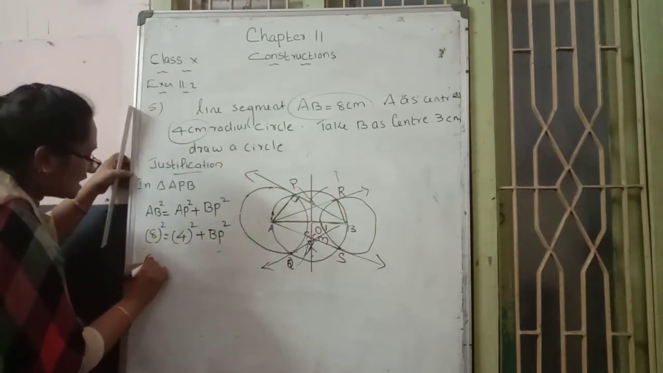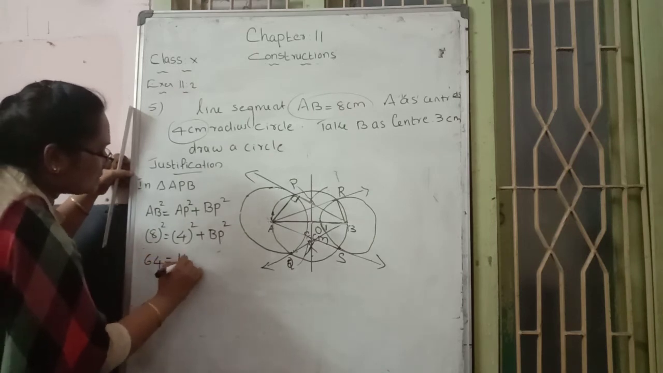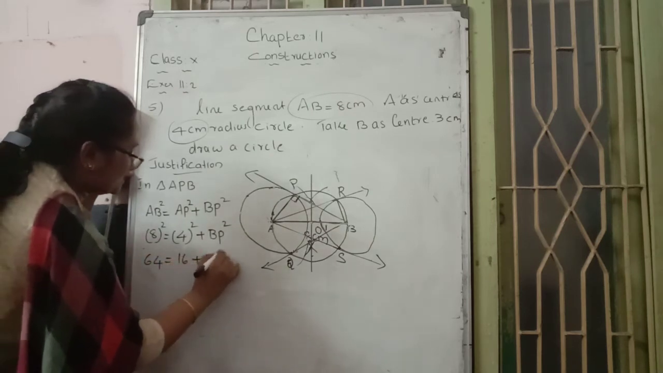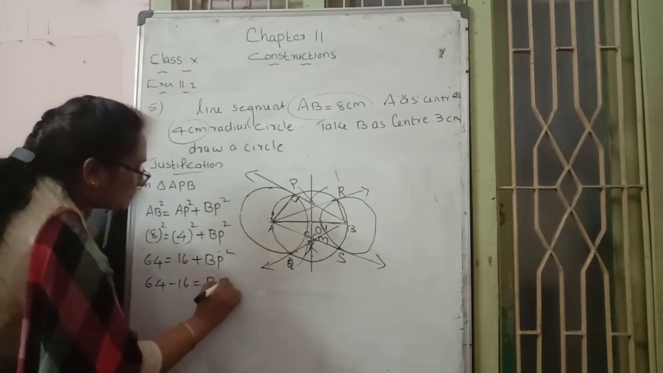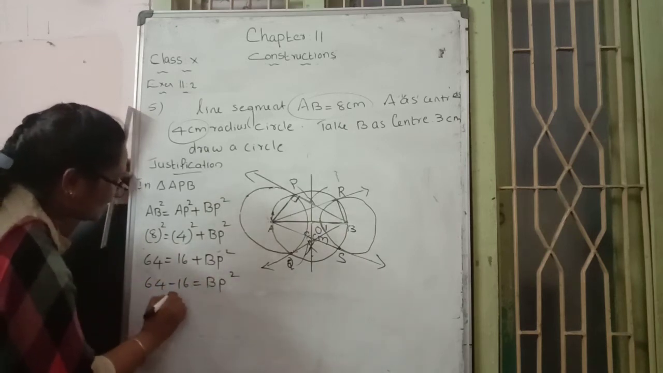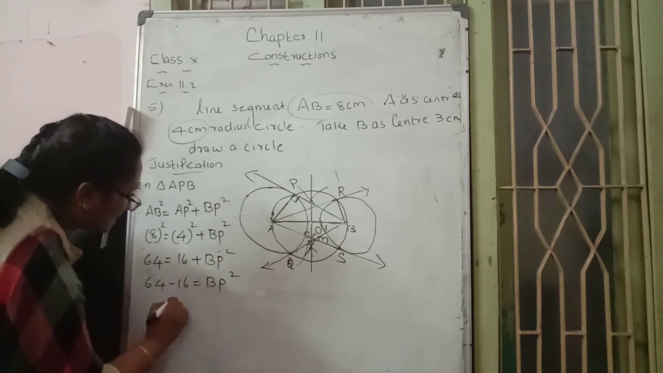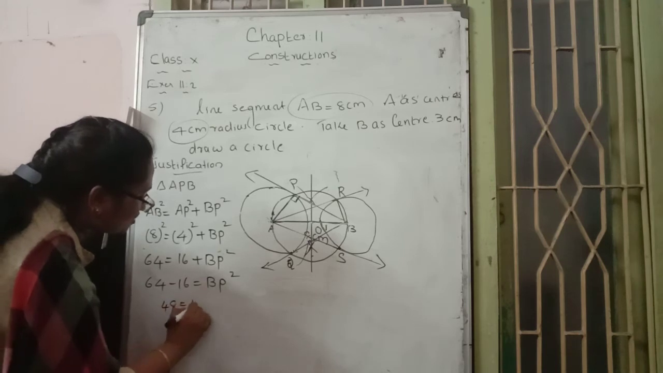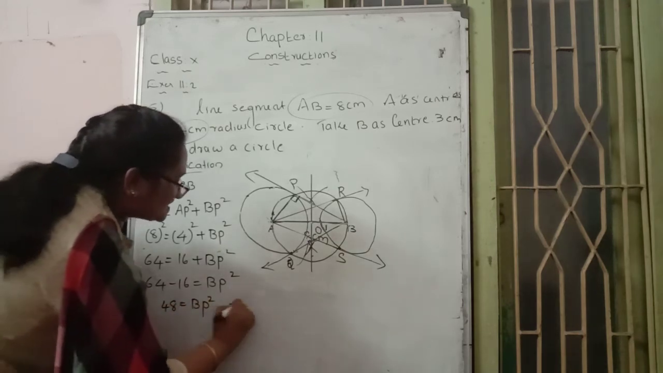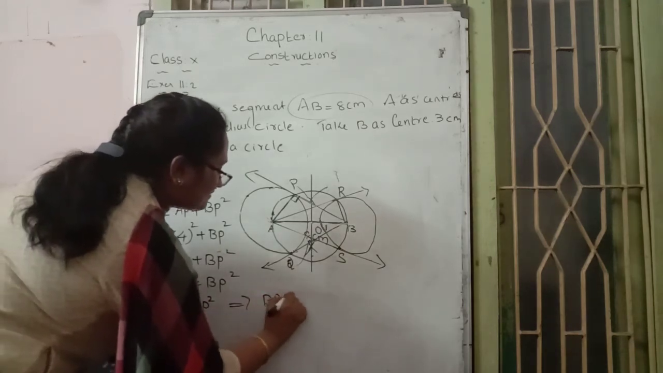So 8 square becomes how much? 64. 4 square becomes 16, plus BP square. So 64 minus 16 is equal to BP square. How much will come? 64 minus 16 comes to be 48. So 48 is equal to BP square. This implies that we want the BP value.